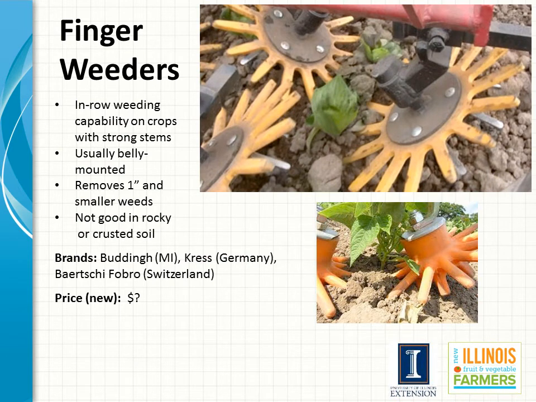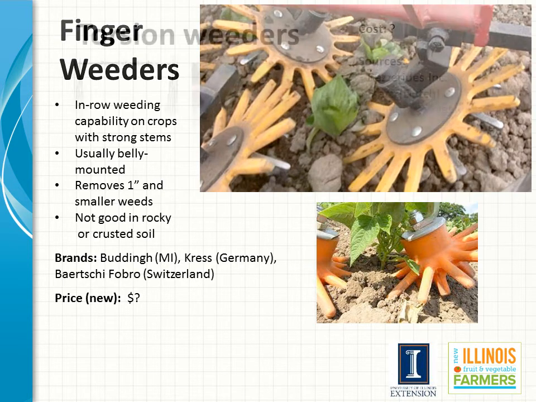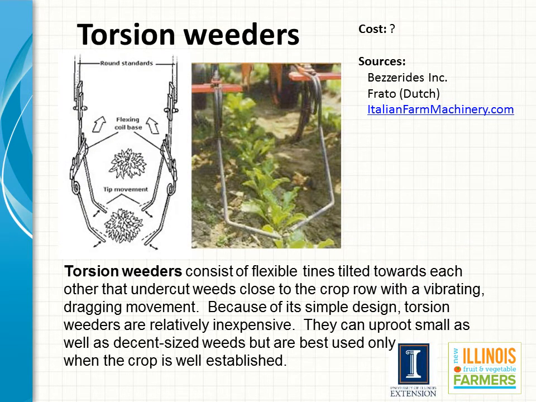Finger weeders are belly-mounted cultivators that can cultivate in row for crops with strong established stems. It still requires relatively small weeds and is not very effective on rocky or crusted soil. Torsion weeders consist of flexible tines tilted towards each other that undercut weeds close to the crop row with a vibrating, dragging movement. Because of its simple design, torsion weeders are relatively inexpensive. They can uproot small as well as decent-sized weeds, but are best used only when the crop is well established.